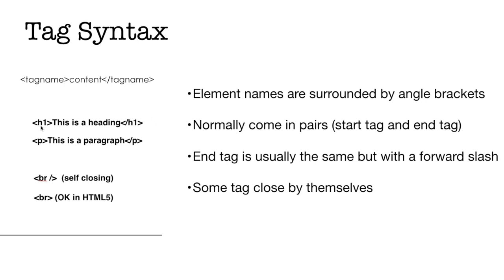So this is a heading tag. This has a start tag and an end tag. An end tag is usually the same but with a forward slash. As you can see, the H1 in the start tag is surrounded by two angle brackets and the end tag has H1 in two angle brackets, and before writing H1 there is a forward slash. This forward slash makes this an end tag.